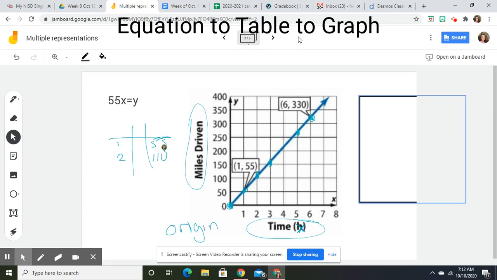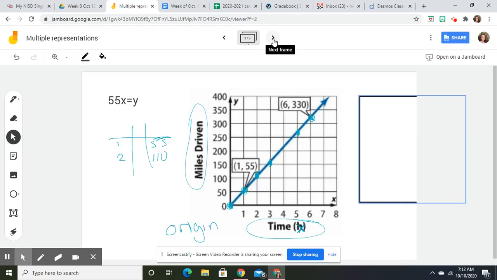So we have 155 is an ordered pair. We have 2, 110. So we're able to match them in that manner.